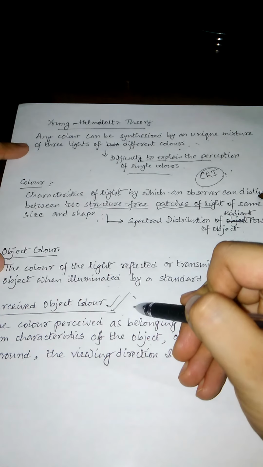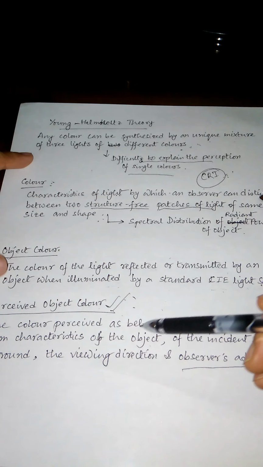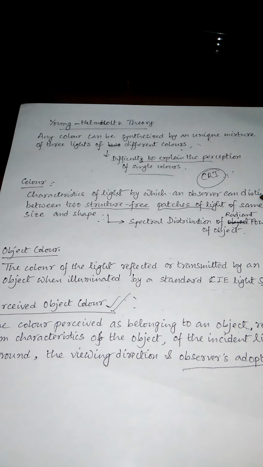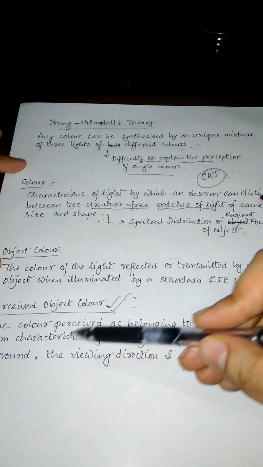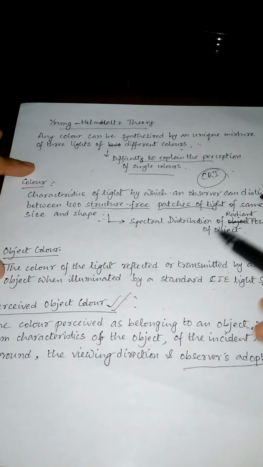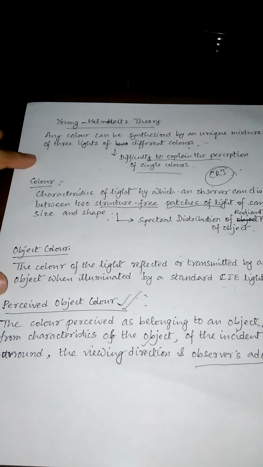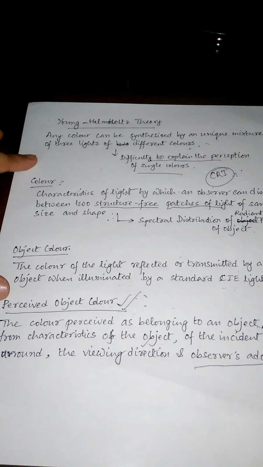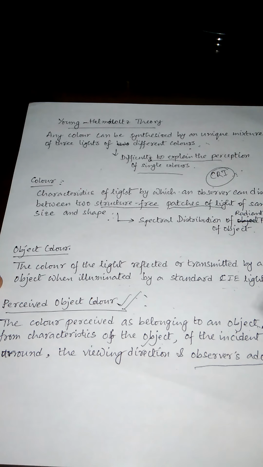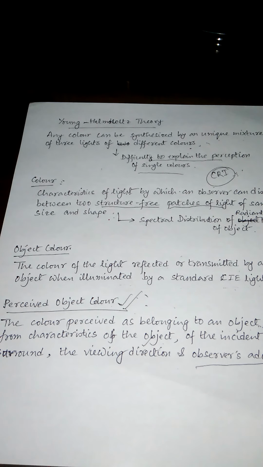So the perceived object color is very important: the color perceived as belonging to an object, and how we adapt to it. It results from the characteristics of the object, meaning how we want to see that object, of the incident light and the surround. Obviously the background is very important when we see something. Then there are the viewing directions and the observer's adaptations. These are the factors of seeing, and we have also discussed the basics of color.